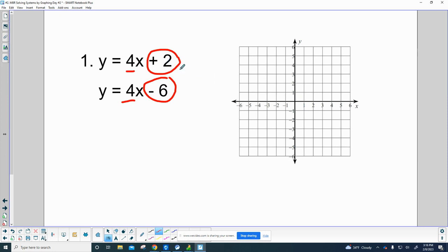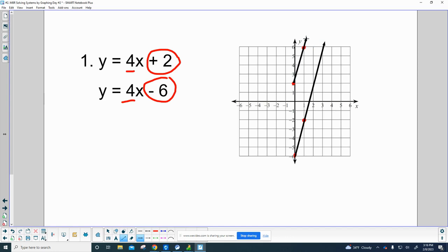So you go up to positive 2, make a dot, and then you go up 1, 2, 3, 4, 1 over 1, make another dot. For the other one, we will go down negative 6, make our y-intercept, and then 1, 2, 3, 4. So there's our y-intercept and our first point that we used using the slope. So I'm going to go ahead and grab an arrow here and stretch it up through there. So there's our first graph.